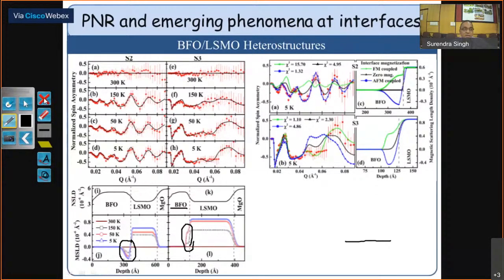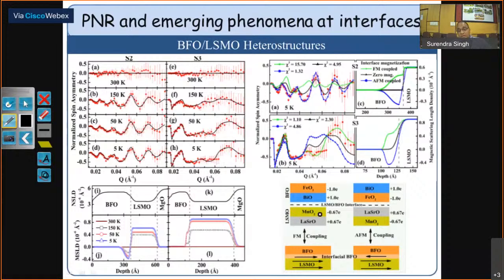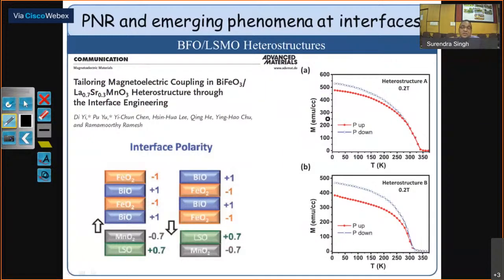So what does it suggest? That these two samples have different types of coupling. And as I said, this is happening because at the interfaces we are getting two kinds of surface terminations, which give different kinds of coupling. In fact, there was another study of this kind, but with SQUID measurement. What they found is that when they have a ferromagnetic coupling, they have higher magnetization here. So this heterostructure A is this kind of termination. This is heterostructure B, another kind of termination which gives the antiferromagnet as per their first principle calculation.